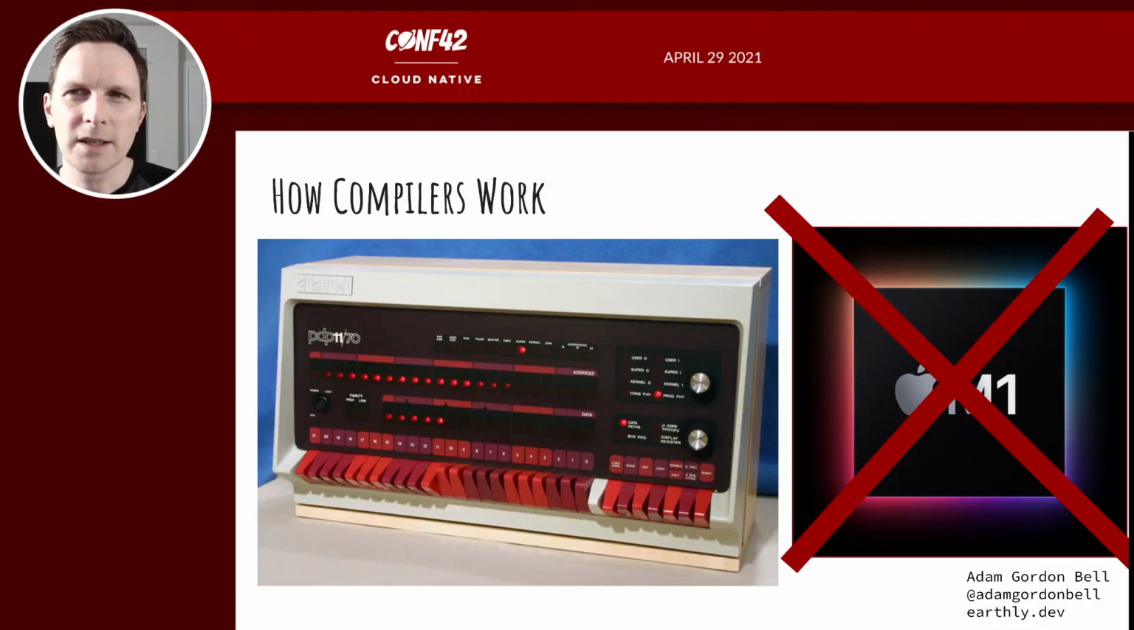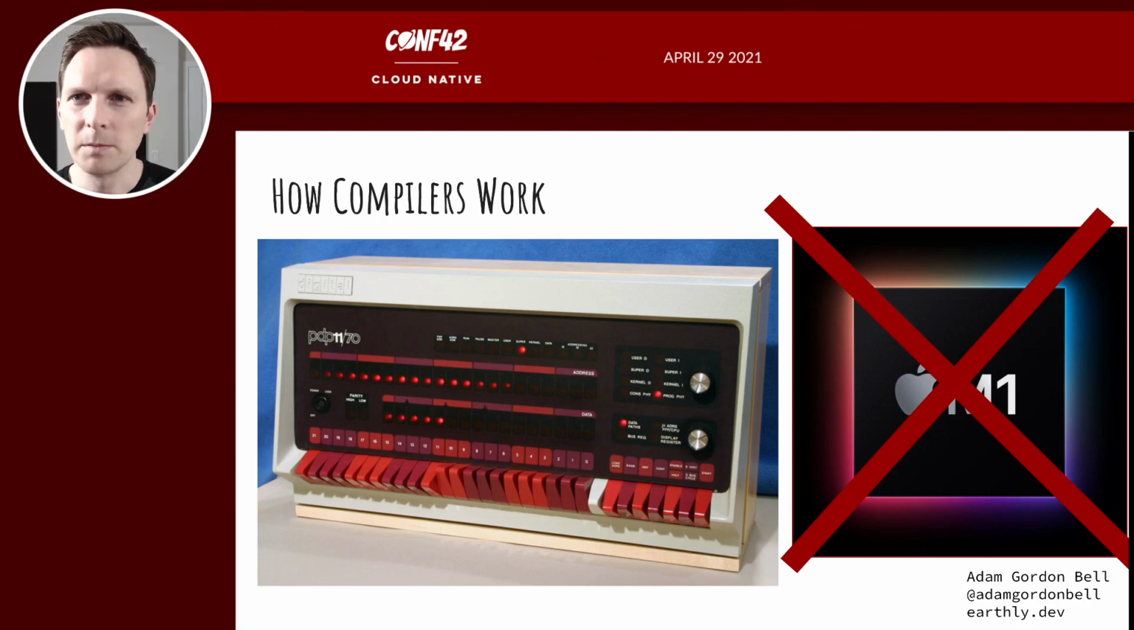So on the left here is the PDP-11. That is the first computer that a C compiler existed for. That compiler was written by Dennis Ritchie. And the simple diagram that I showed earlier, that actually is exactly what would happen on the PDP-11. The C code would be taken by the compiler and it would be converted into PDP-11 assembly instructions. But this is a direct mapping.